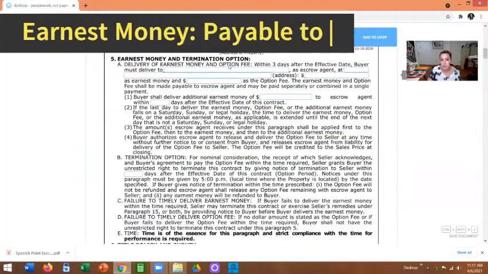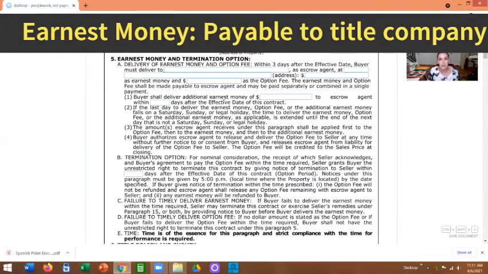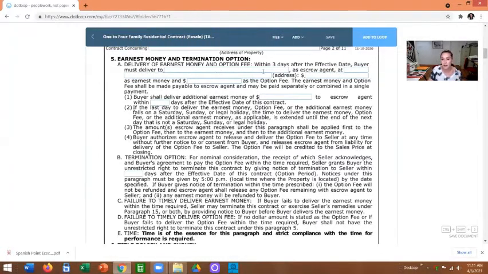So this would be earnest money. It would be payable to the title company. And then this would have the name of the title officer and the address. This also would have the money that the buyer would pay the seller for the unrestricted right to cancel during the first however many days are in this box right here under B.